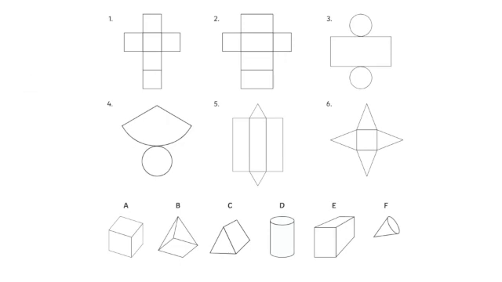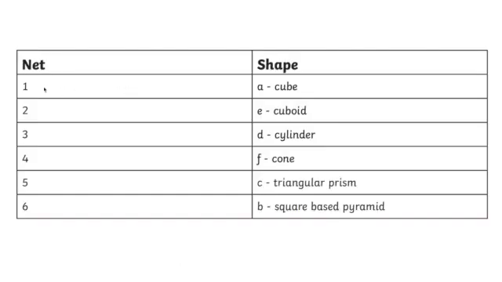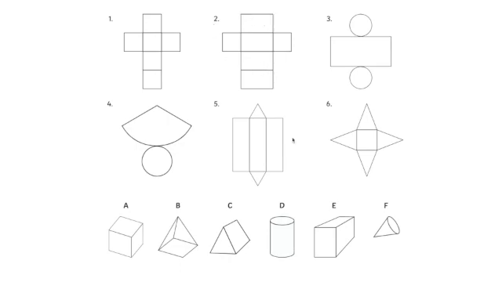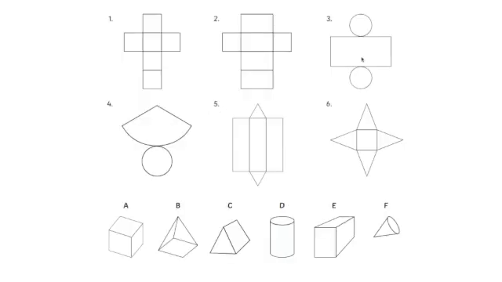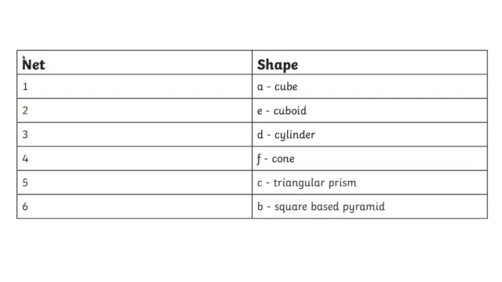Okay, welcome back. Let's take a look then at whether you got the correct answers. So, number 1 was a cube and number 2 was E, a cuboid. So there's 2, and then you can see E down there is a cuboid. Number 3 was D, a cylinder. So there's 3 and there's D, cylinder. Number 4 was the cone.